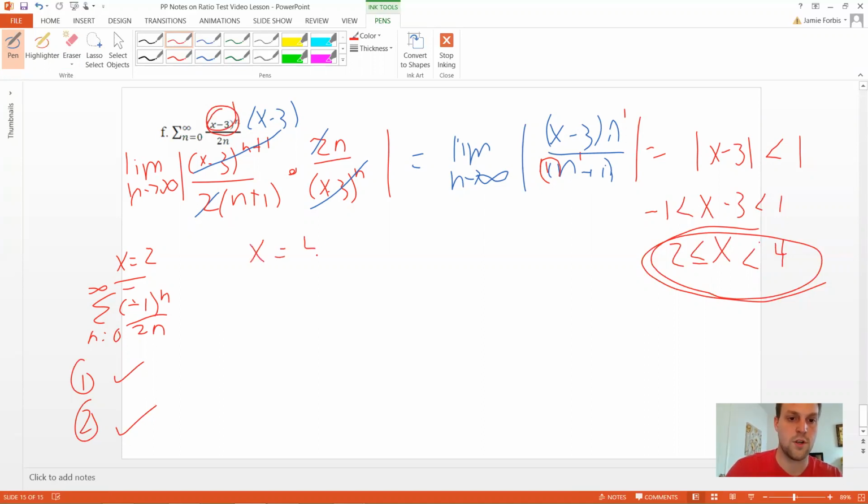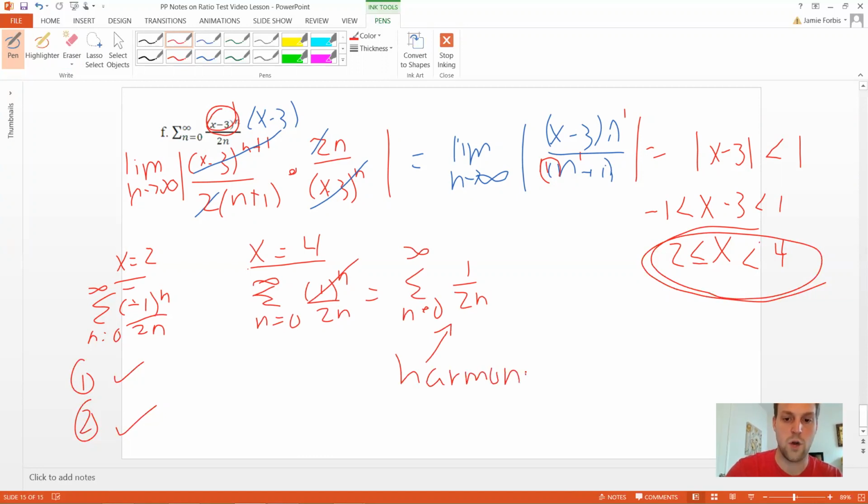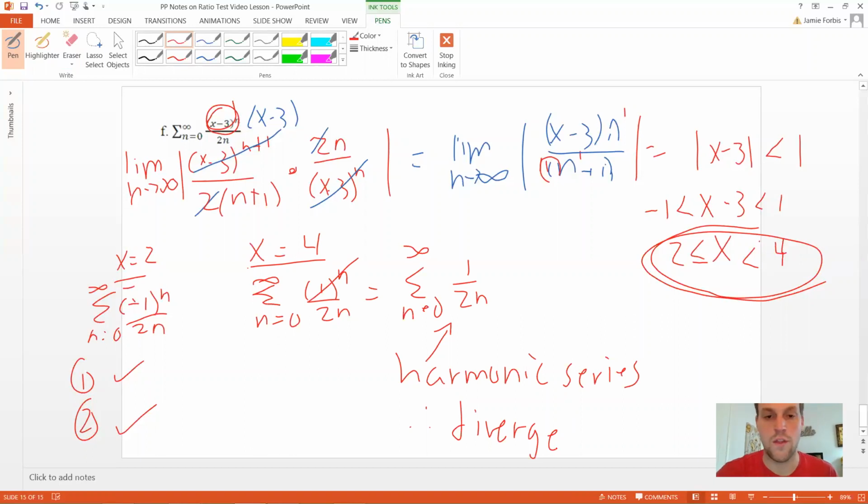Let's see what happens when I plug 4 in. It's going to be the summation n equals 0 to infinity of, now it's 4 minus 3, which is positive 1, to the n over 2n. And like I said before, 1 to any power is just going to be 1, so that cancels out. So what I'm left with is the summation n equals 0 to infinity of 1 over 2n, and that is a harmonic series. And what do we know about harmonic series? They diverge. So in this particular example, the endpoint 2 would make it convergent, but 4 would not.